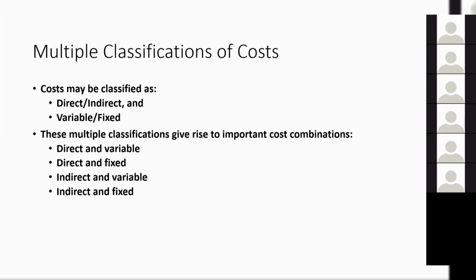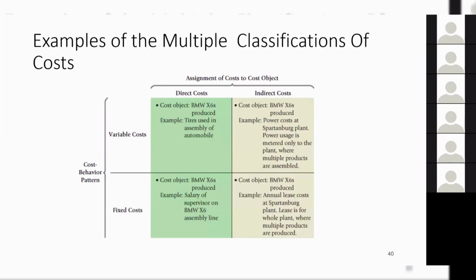We've introduced two major categories of costs, direct and indirect, and variable and fixed. As a result, we have the following combinations of costs: direct and variable, direct and fixed, indirect and variable, indirect and fixed. Once again, using the BMW X6 as an example, we see here examples of the various combinations that can occur for direct, indirect, and variable fixed costs. This comes from page 37, Exhibit 2-5.